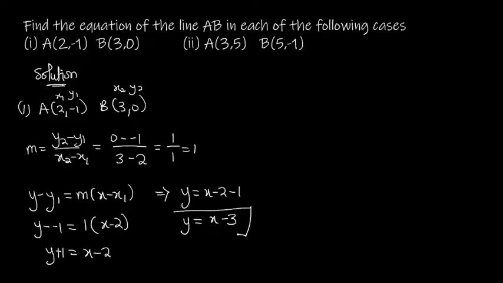So this becomes my equation of the straight line having the points A and B with the coordinates respectively. Alright, so let's look at the second aspect.